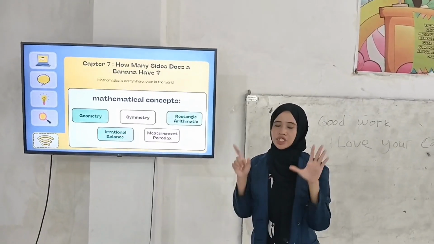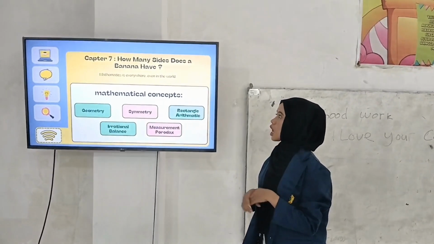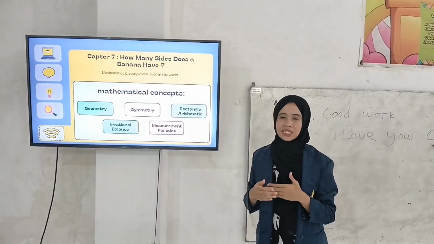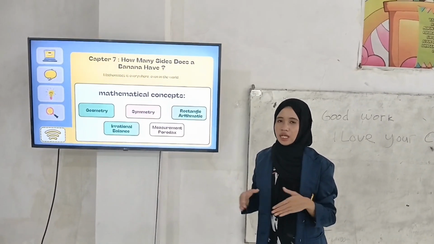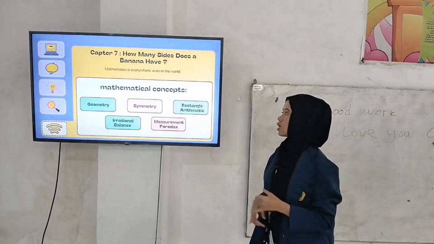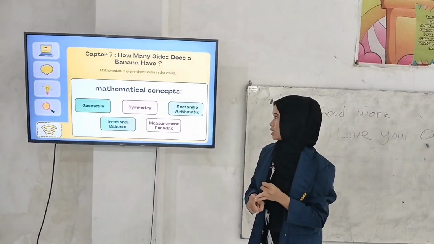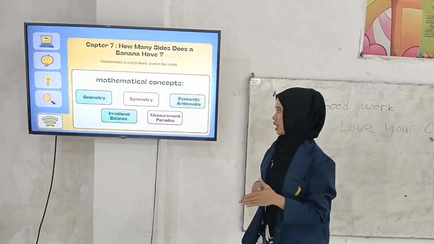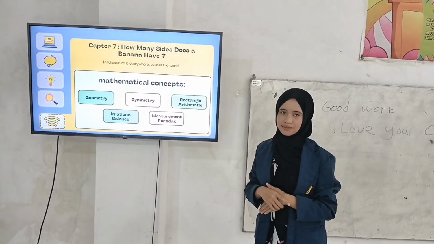Now we are going to chapter 7 about how many sides does a banana have. Mathematics is everywhere, even in the world. The mathematical concepts are geometry, symmetry, rectangular arithmetic, irrational balance, and measurement products.